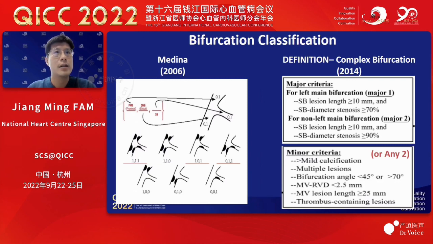The definition criteria, as shown on the right-hand panel, considers a bifurcation complex if it has one major criterion or two minor criteria. I just want to highlight that for the left main bifurcation, it's considered complex if it meets one major risk factor, that is the side branch diameter stenosis 70% or greater and a lesion length greater than 10 millimeters, or the presence of any two minor risk factors listed here.